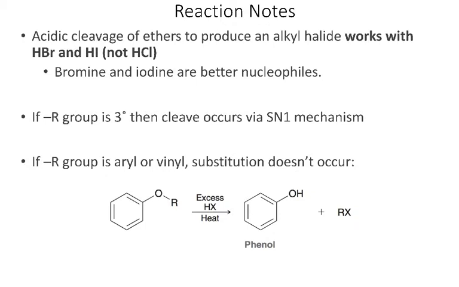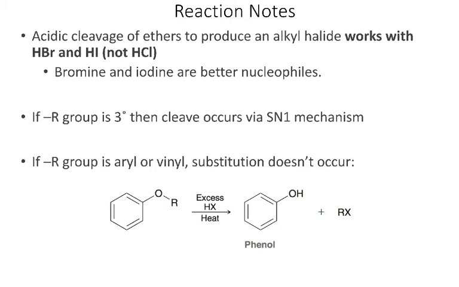All right, so just some notes on this reaction. Acidic cleavage works with hydrobromic acid and hydroiodic acid. It does not work with HCl, the rationale being that bromine and iodine are better nucleophiles than chloride. Now, X minus, Br minus or I minus, are strong nucleophiles. They are not strong bases.